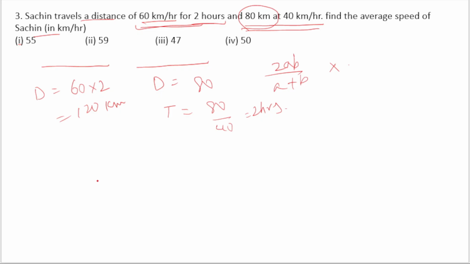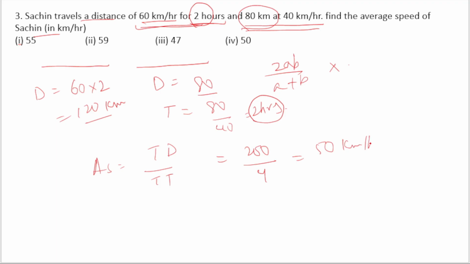So what is the average speed here? Average speed is equal to total distance divided by total time taken. Total distance in both the cases is 120 plus 80. It is 200. Total time taken: in the first case he travelled for 2 hours and in the second case he travelled for 2 hours. Total time is 4 hours. It is 50 kilometers per hour. It is the fourth option.